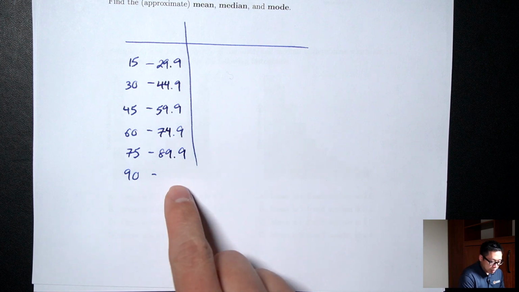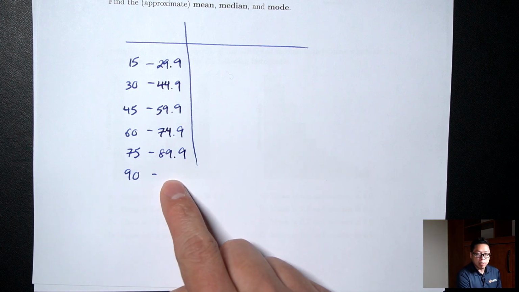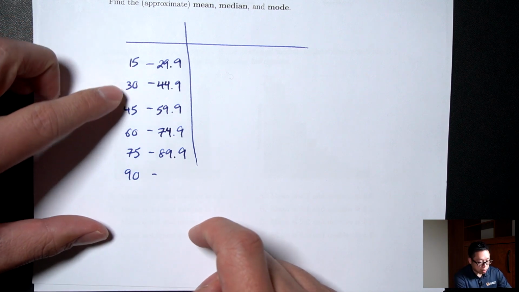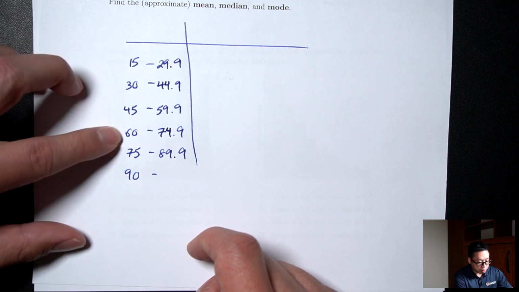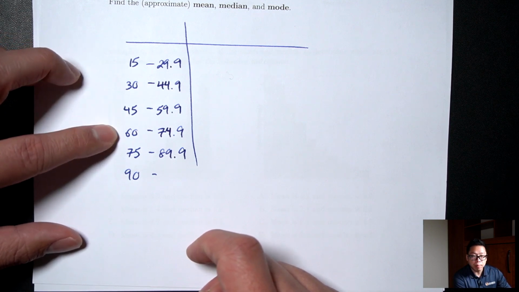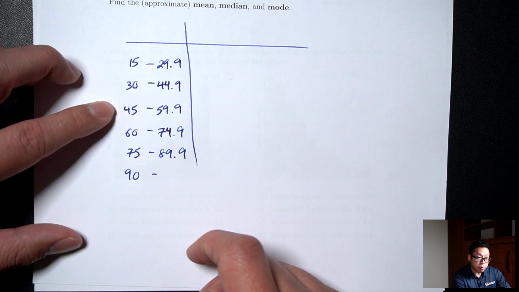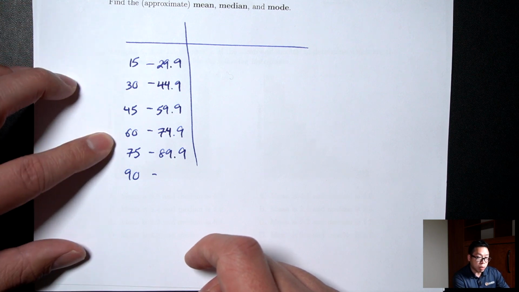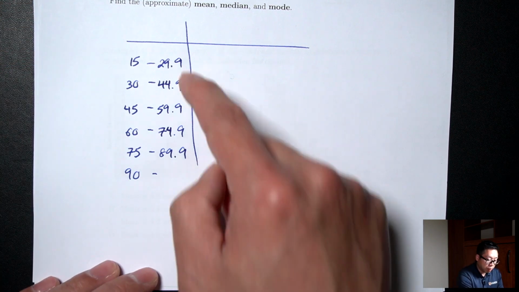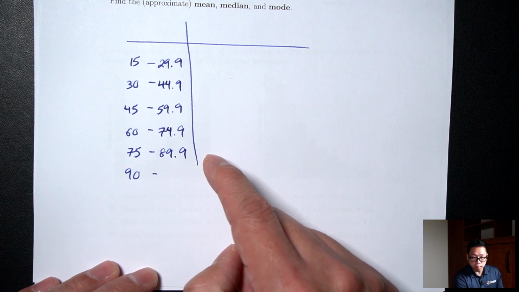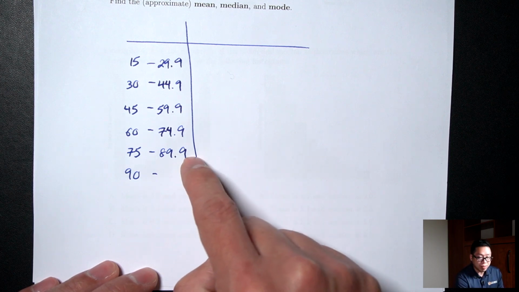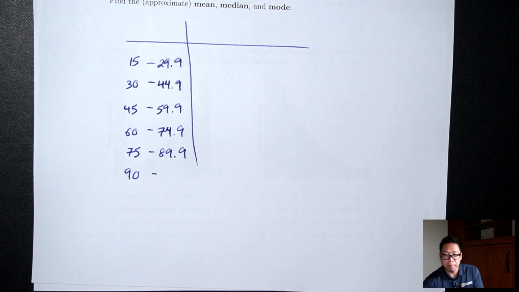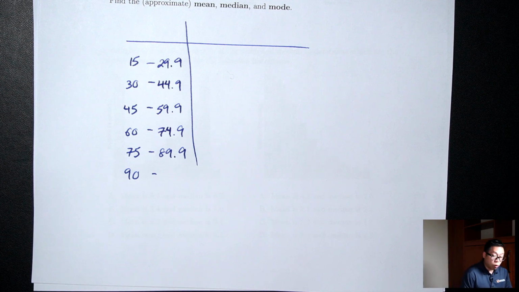And then we probably don't even need this last one, but if you needed it, how would you find it? Well, find the class width. So my lowers are going up by how many? If I just look at these two, 45 to 60, that's going up by how many? 60 minus 45, that's 15. So that means that my class width is 15. All of my lower numbers are going up by 15, which means all my upper numbers need to go up by 15 also. To find this last one, just add 15 to this 89.9. Which is 104.9.